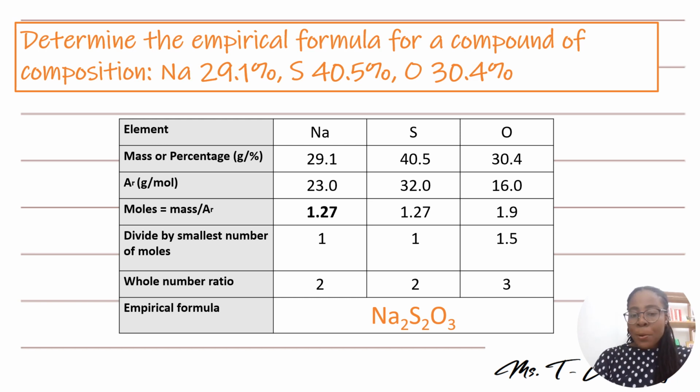For our next example, again following the same steps, this time when we divide by the smallest number of moles, we get 1 to 1 to 1.5. So in order to get to the whole number ratio, remember if we're ending with a 0.5, we just multiply everything by 2. So we end up with a ratio of 2 to 2 to 3. So Na2S2O3.